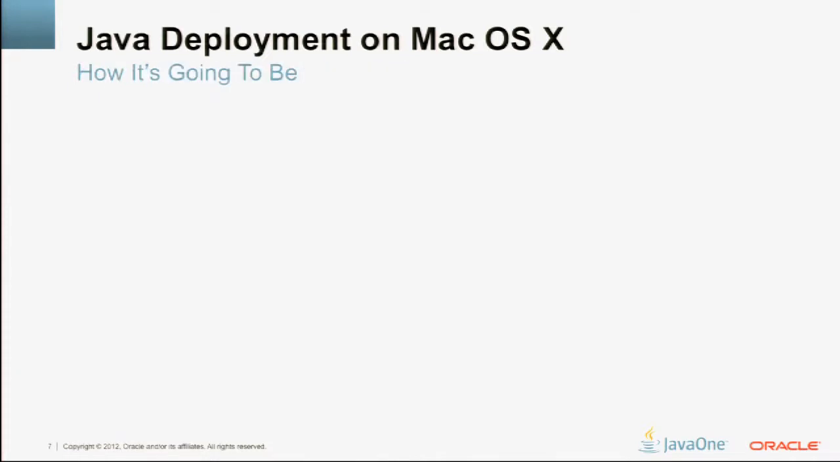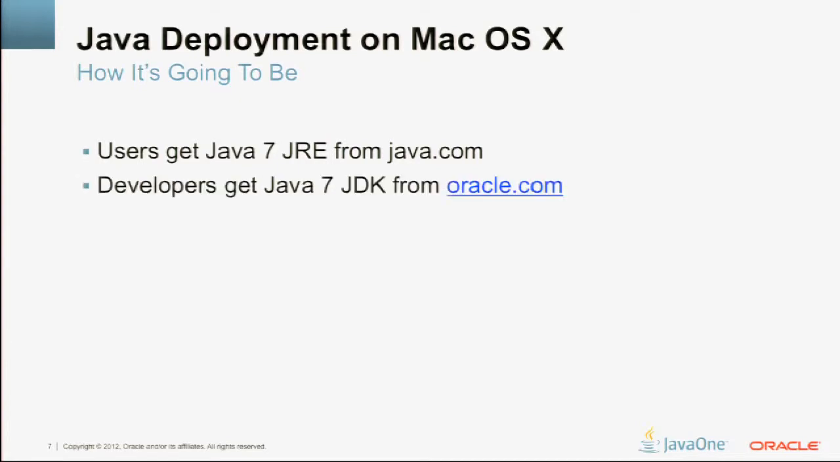The things that are going to change: from now on, and I'm making a very important distinction here, users should get Java 7 from java.com. If you are a developer, you want to go to OTN or oracle.com, and you can see a blue link. If you get these slides later, you'll be able to click on that link and go right to the download for the 7 JDK.